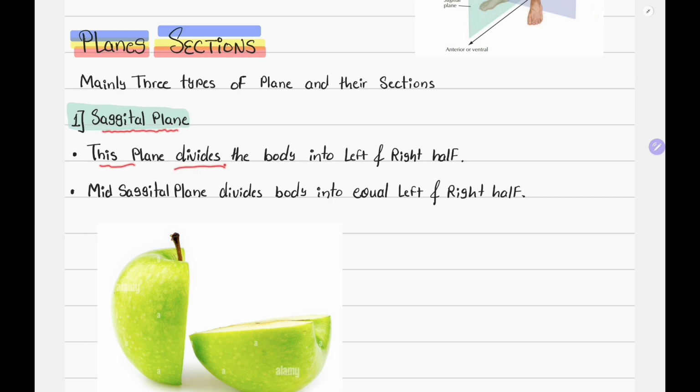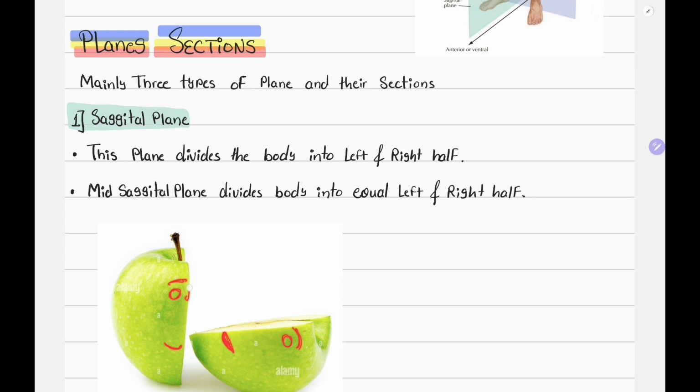This plane divides the body into left and right half. You have to remember, left and right half. So for example, this is an apple, and if this apple was not cut into half, it would have been totally integrated, and this would be the eyes of the apple. But now since we have sliced the apple into half, this is one half of the apple and this is the other half of the apple.